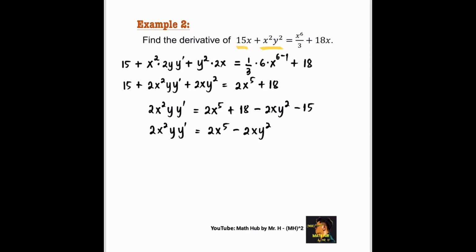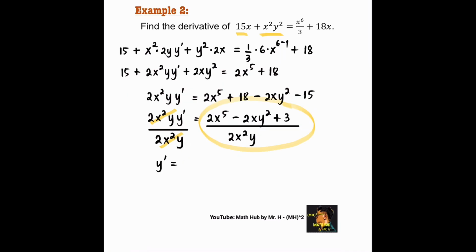18 minus 15 is positive 3. And the last step will be dividing both sides by 2x squared y. So this will be 1. We cancel that out, or 1. And we'll have y prime equals all of this.